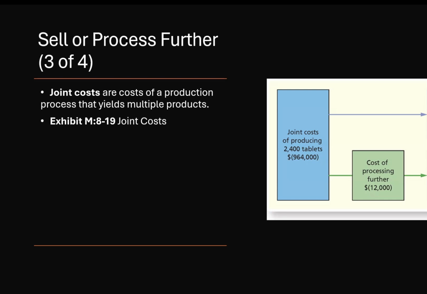So what are joint costs? Joint costs are costs of a production process that yields multiple products. In this case, the multiple products are the tablets without the feature and the tablets with the feature. Joint costs are also sunk costs. Smart Touch Learning has incurred the joint costs regardless of whether it sells the tablets as is or processes them further by adding the accessible USB port. Therefore, the joint costs are not relevant to their decision.